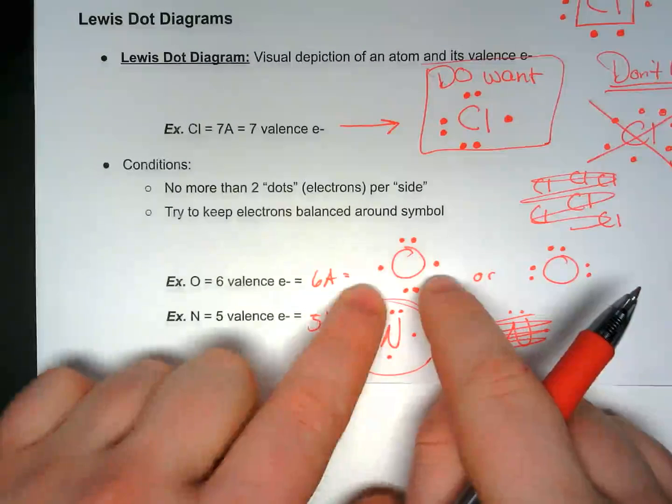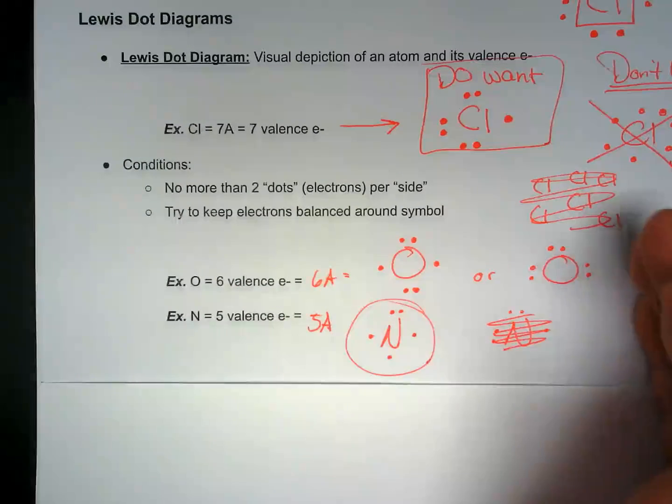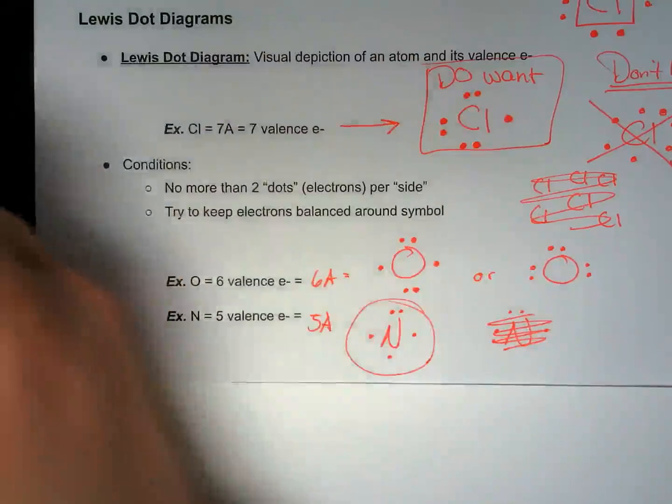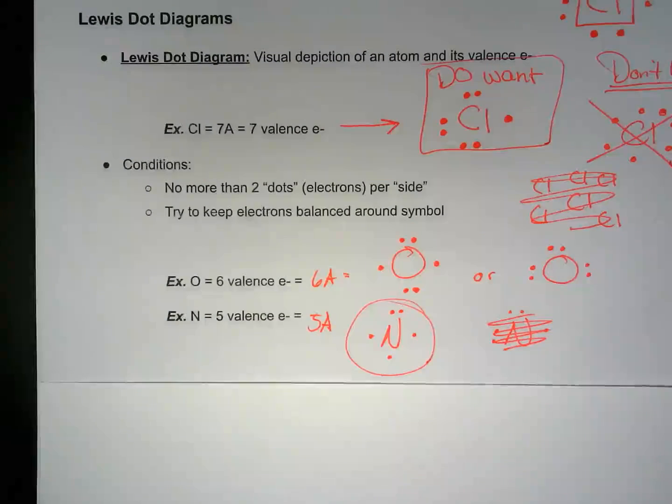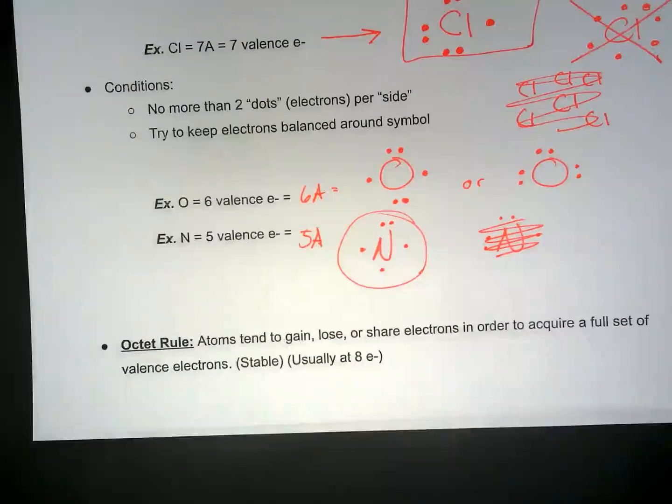Okay, like up here, like these guys here. As long as it's nice and balanced, think of it in this way. If you can cut it in half and both sides are the same, they're mirrored, it's all good. It's fine. Okay. And then the last thing in the notes here, the Octet Rule.